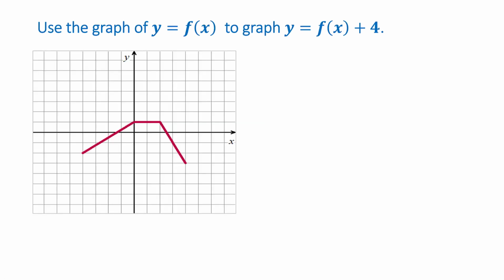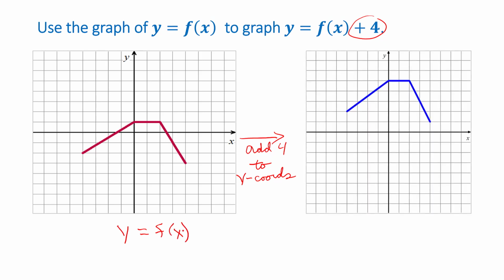These are transformations that move a graph up or down. And we begin with being given the graph of y equals f of x. From this graph, we want to plot a graph of y equals f of x plus 4. So what we're going to do here is add 4 to each of the y coordinates on the original graph. So we add 4 to the y coordinates of y equals f of x.